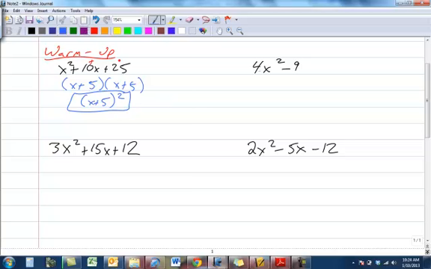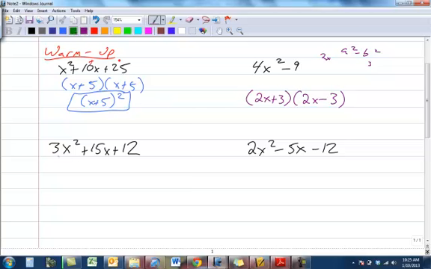This one, this is a difference of squares. A squared minus b squared. So if a squared is 4x squared, that means that a is going to be 2x. And if b squared is 9, that means that b is 3. So this factors to 2x plus 3, 2x minus 3.